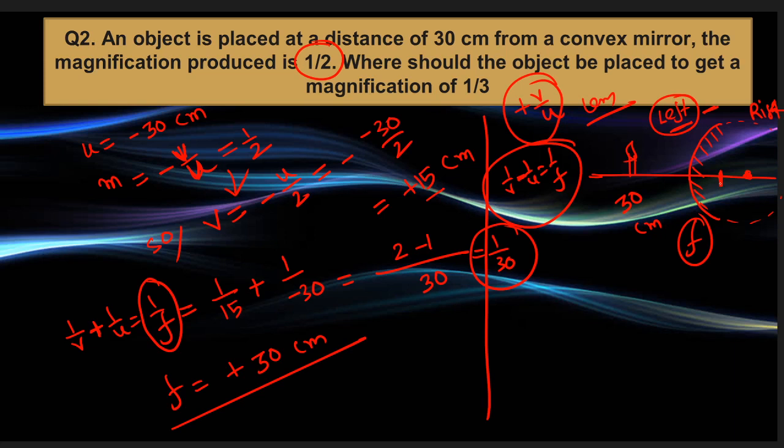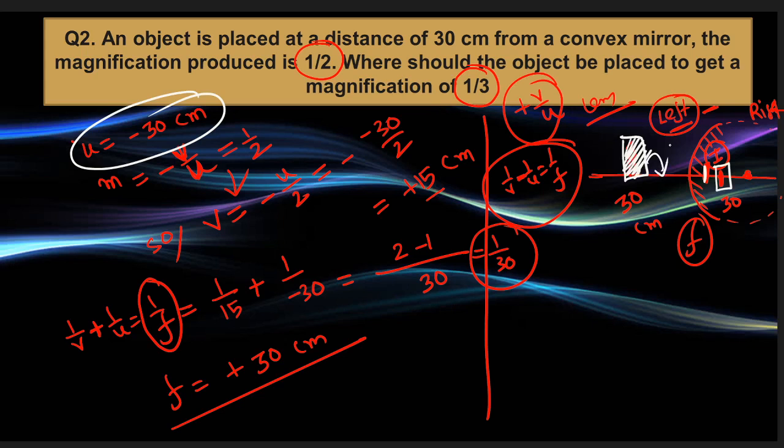Now the question is, I want magnification of 1/3. Okay. I know the object distance. Object distance is known to us. That is 30 centimeter. It will be fixed. The focal length is 30 centimeter, that is also fixed. But now I have to change the image position, then only the magnification will change. So for that I have to change the object distance also, otherwise the image distance will not change. So let's use the formula now.